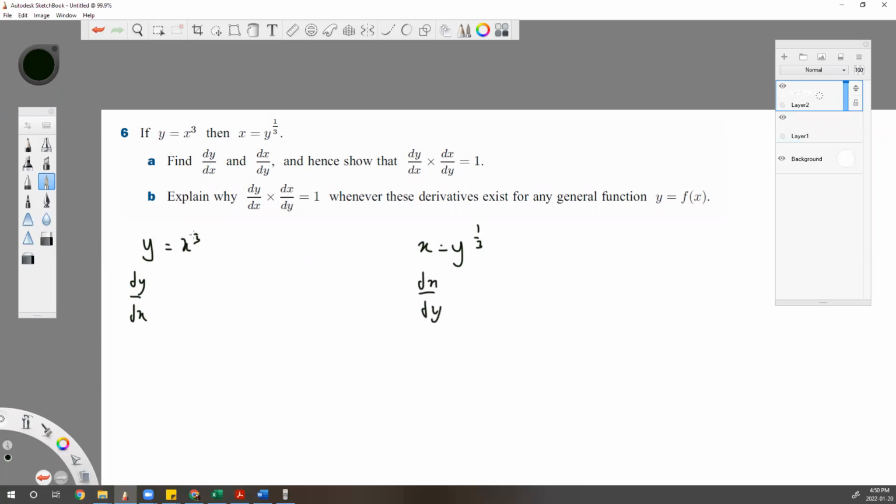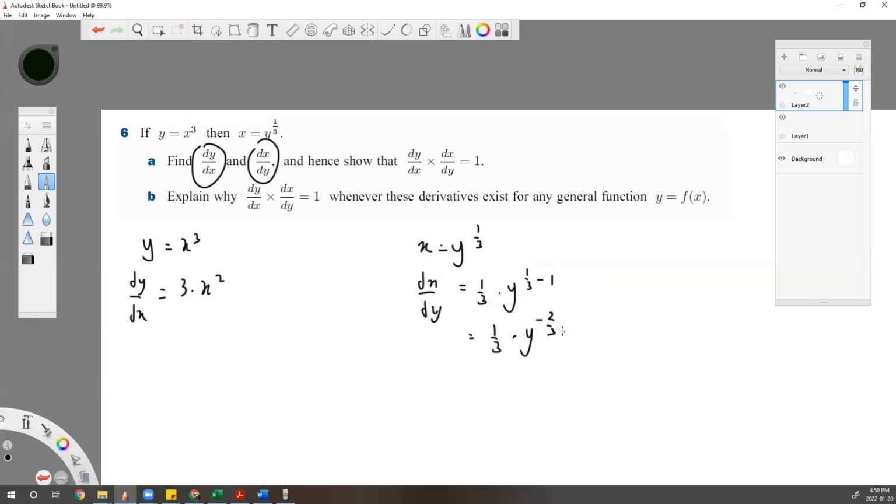So you derive y in terms of x for the left side. On the right side, you have to derive x in terms of y, right? So as usual, 3x squared. And this is 1/3 times y to the power 1/3 minus 1, so this will be 1/3 times y to the power of -2/3.